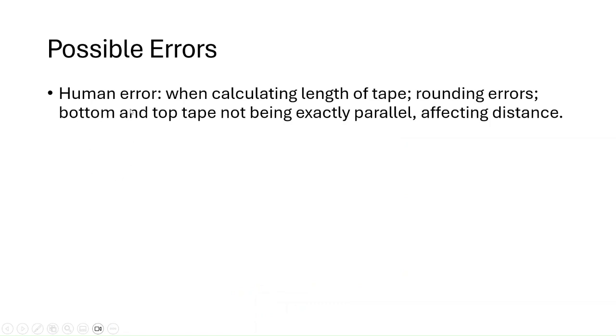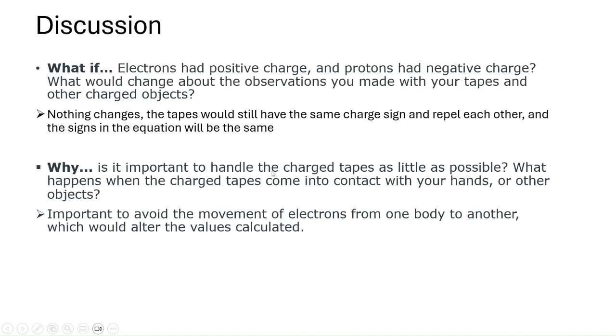Some possible errors are human errors, for example when measuring the length of the tape, some rounding errors, and the bottom and top tape not being exactly parallel, which could affect the calculated distance between them.